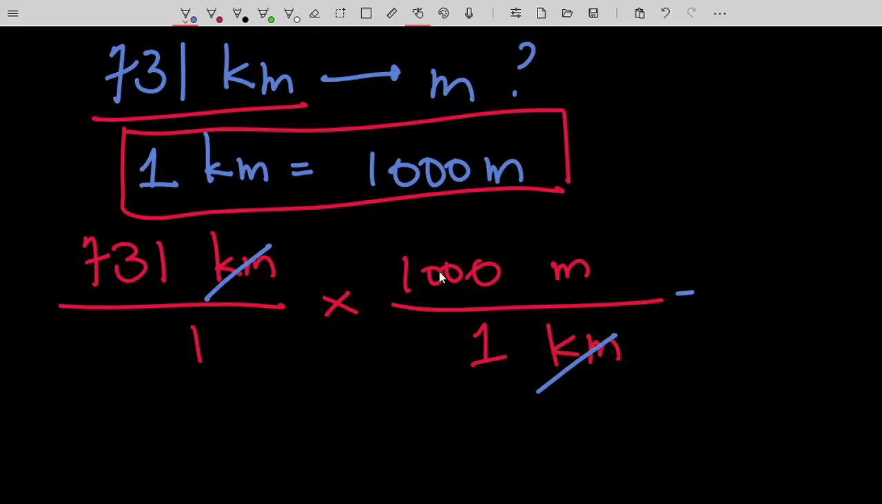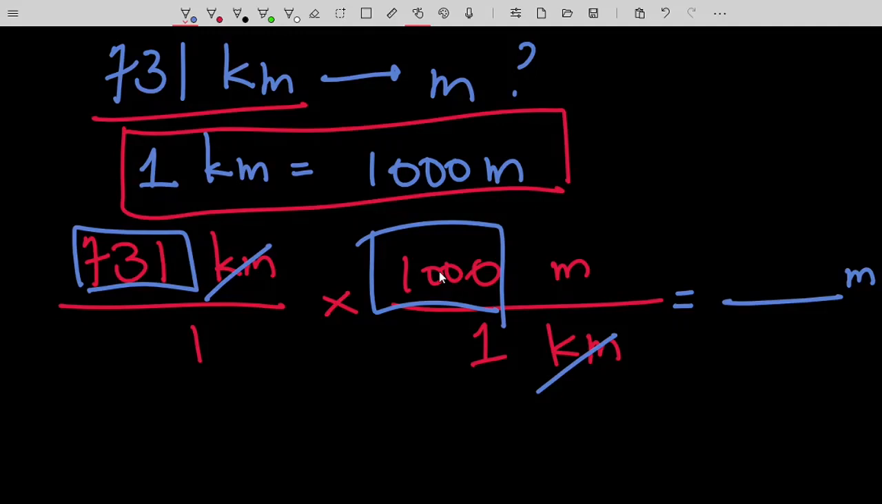Now what is left here is your meter, and what we are looking for is also meter. Now the next thing to do is to multiply your 731 by your 1000. Now the answer should have 731,000 meters. So that's it.